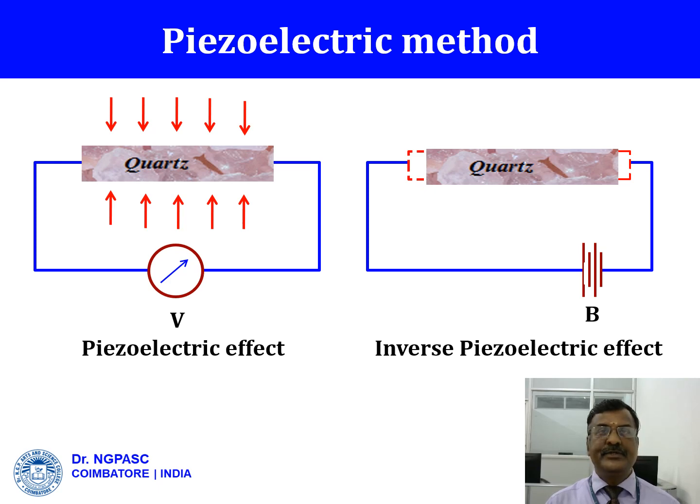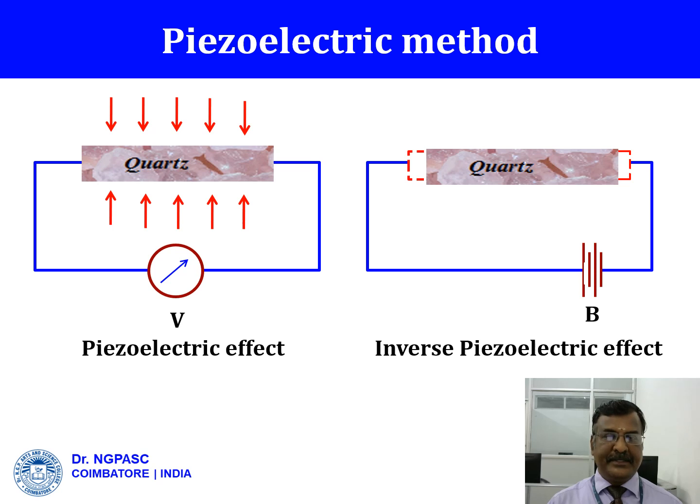Now our aim is to see how to produce the ultrasonic waves. In general, the ultrasonic waves are produced by means of three methods. One is the magnetostriction method, next one is the piezoelectric method, third one is the Galton whistle method. Out of these three methods, let us see about the production of ultrasonic waves by piezoelectric method.